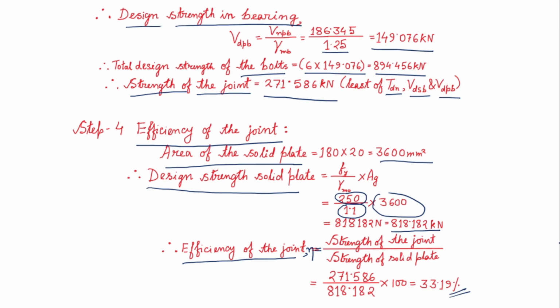So this is all about the given example. Finally, we have calculated the efficiency of the joint as 33.19%, which was asked in the question. So this is all about our today's discussion on the bolted connection.